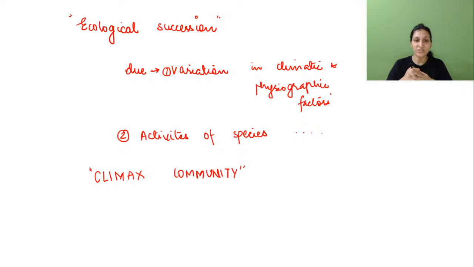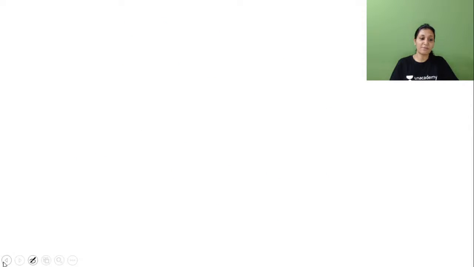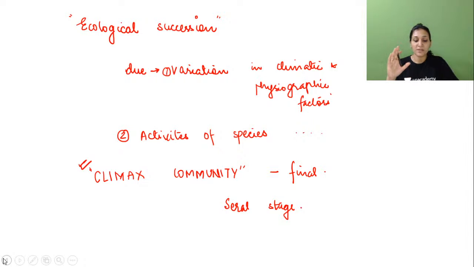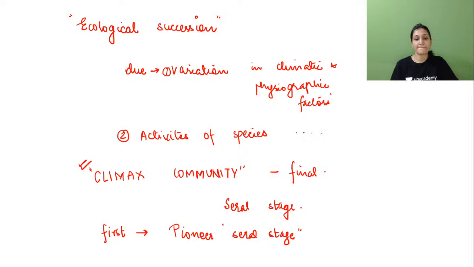Each phase of succession is called a serial stage. So climax is the final one. There must be some which come over there for the very first time, the primary dwellers, or the first ones to colonize that particular area. The first ones to colonize that particular area are called the pioneer serial stage. Now, this we have seen.